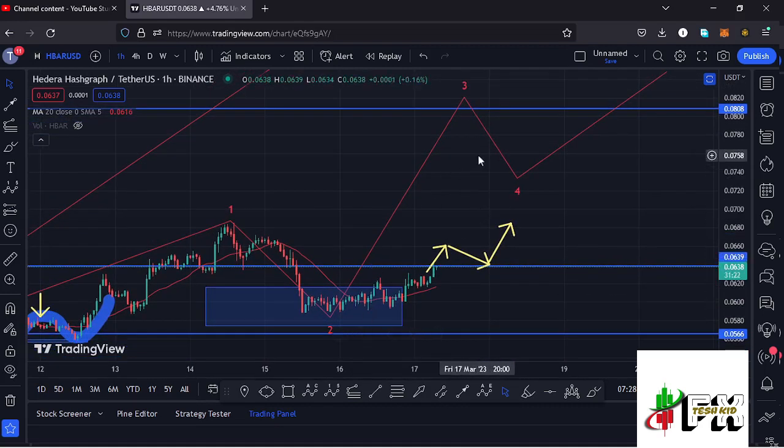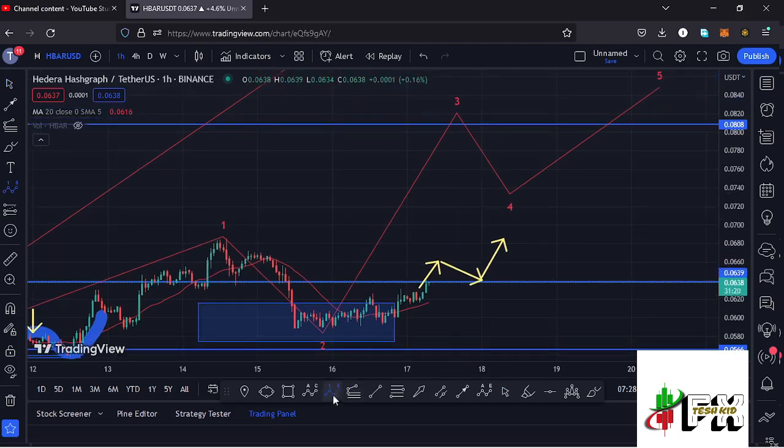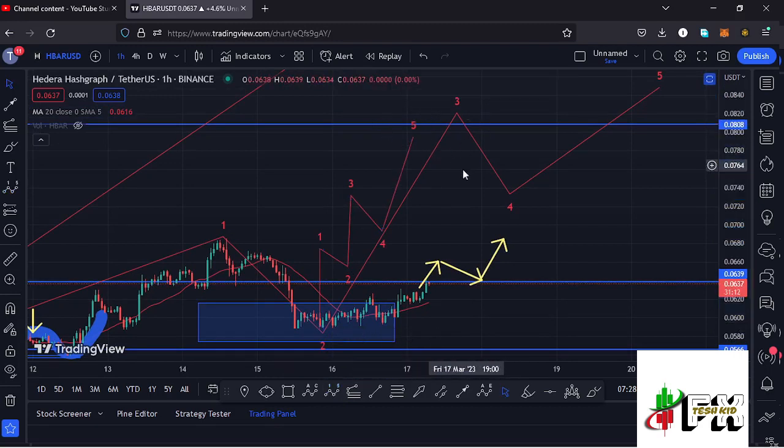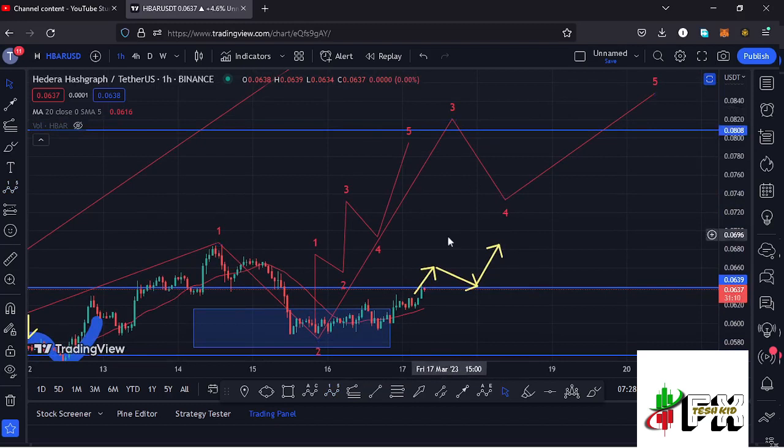And in the formation of this wave 3, we can also expect another micro Elliott wave count within the formation of that wave 3, where I'll be expecting a 5 wave structure, having the wave 5 fully maximizing our target areas to the upside in the formation of that wave 5. So that is what I'm expecting here on the short-term scenarios.